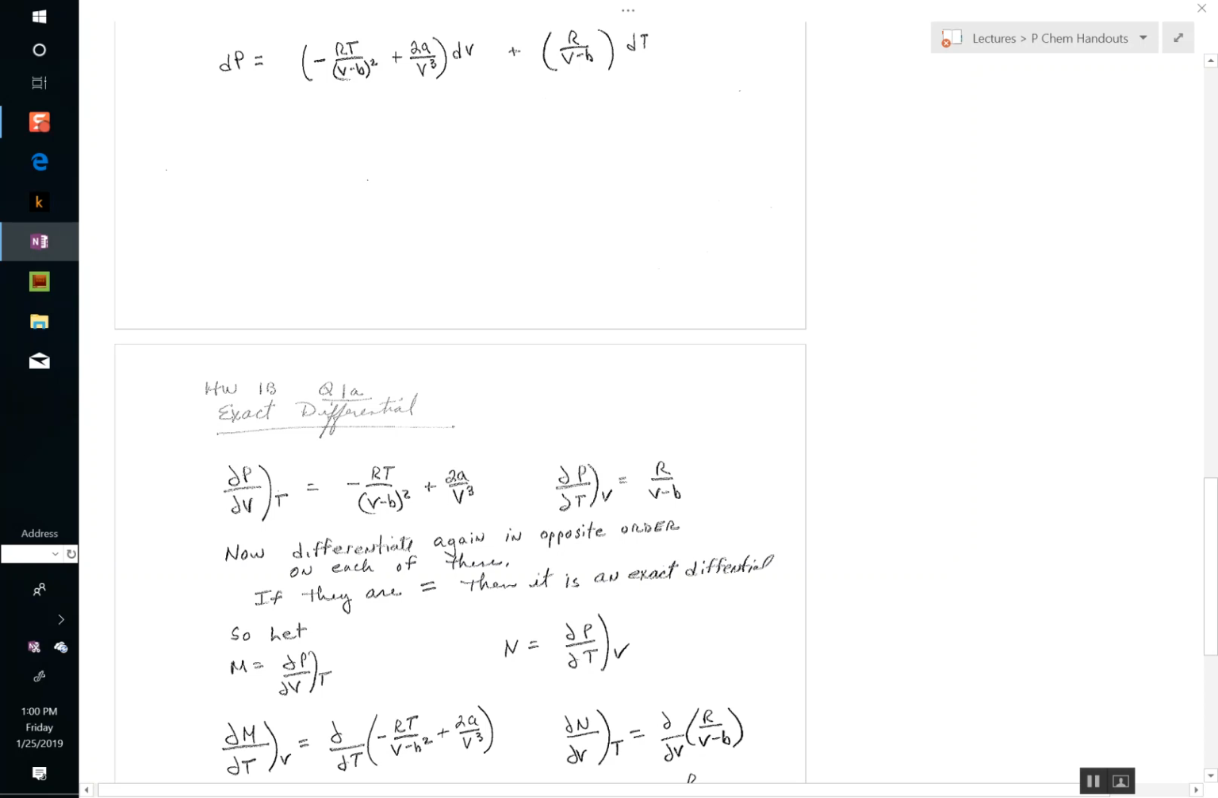And what you should find is that the answer to this is the same as the answer to that, saying that it doesn't matter in which order you differentiate this thing, you come to the same expression, which is one piece of evidence that this is an exact differential.